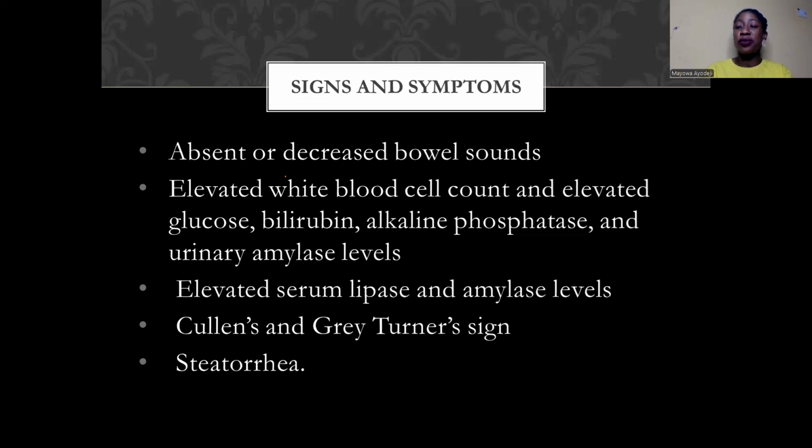There is also steatorrhea. This steatorrhea is known as what? Fatty stool. The fat is not being broken down, and the bile that is supposed to help cannot even find its way out. So there is steatorrhea. That is what? Fatty stool.